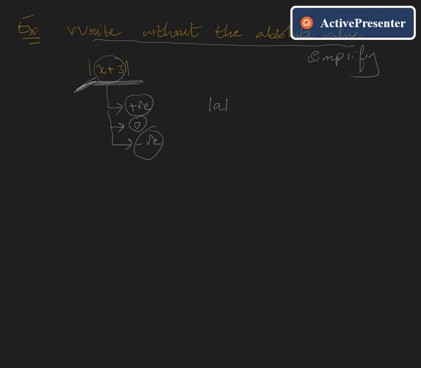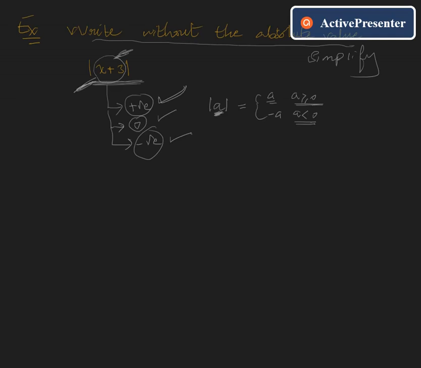The absolute value of A remains the same as what is inside if A is greater than or equal to 0, that is, if it is positive or equal to 0. And it is the negative of what is inside when A is negative, or A is less than 0. So the negative of A when A is less than 0, and A itself when A is positive or equal to 0. So we would like to know whether this expression x plus 3 is positive, 0, or negative.